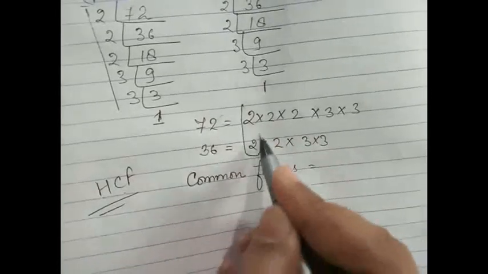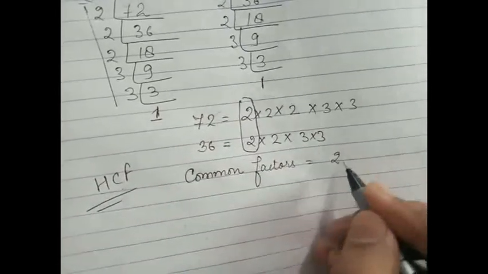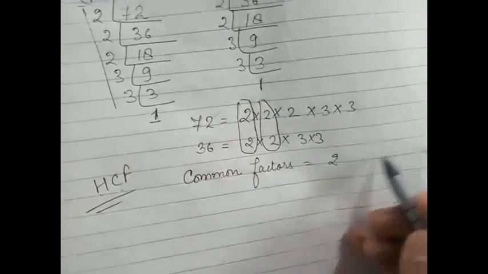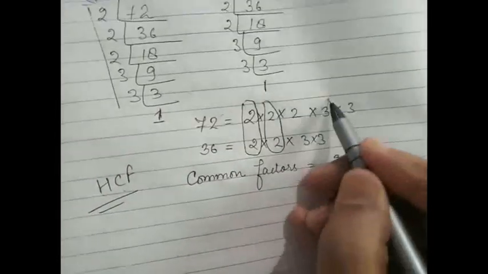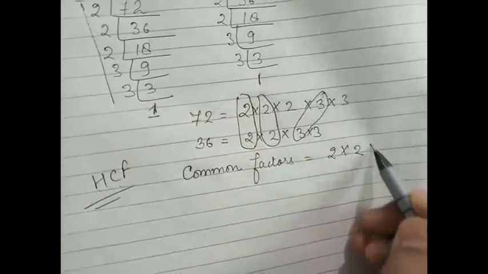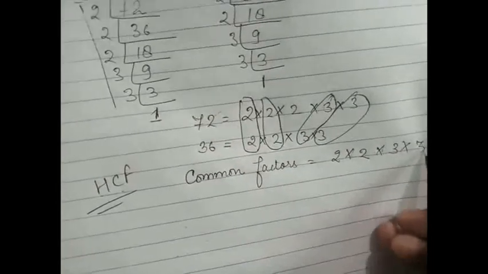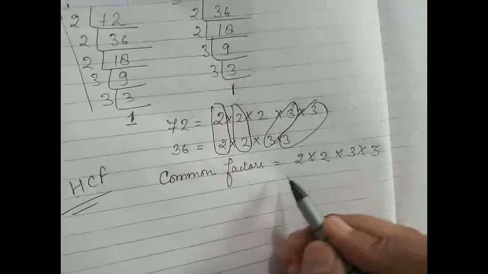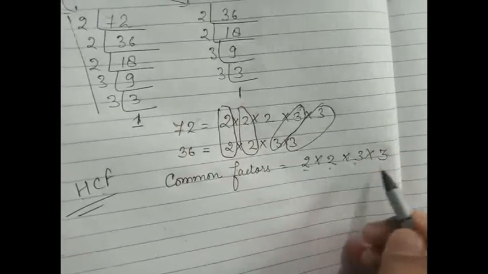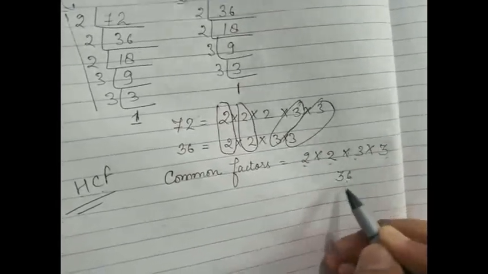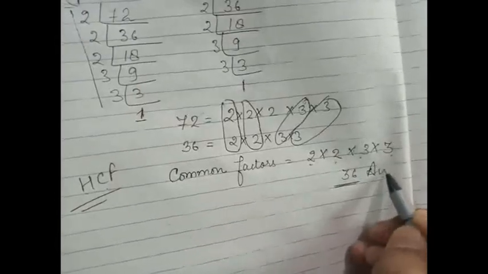This 2 is common, this 2 is common, and this 3 is common, multiplied by 3, and this 3 is also common, multiplied by 3. So we multiply them: 2 twos are 4, 4 threes are 12, 12 threes are 36. Here our answer is 36.